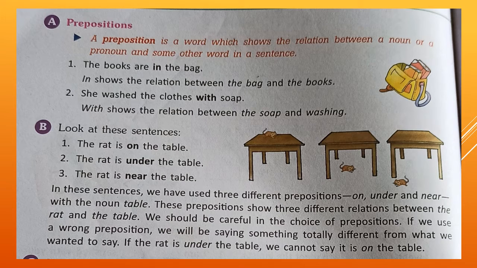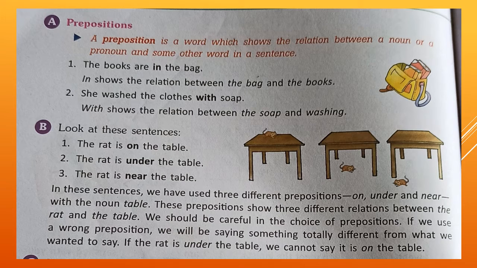So books कहाँ पे है? Books bag के अंदर है. So in is the preposition over here. Now let's go for the second one. She washed the clothes with soap. Here, with shows the relation between the soap and washing. So, with is the preposition over here.